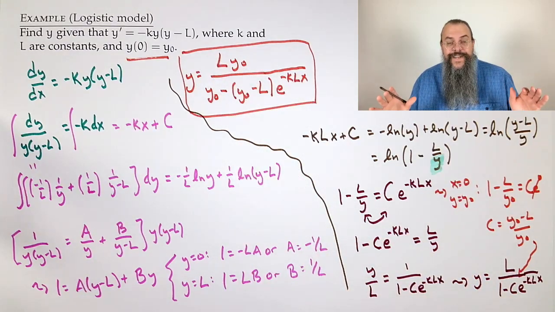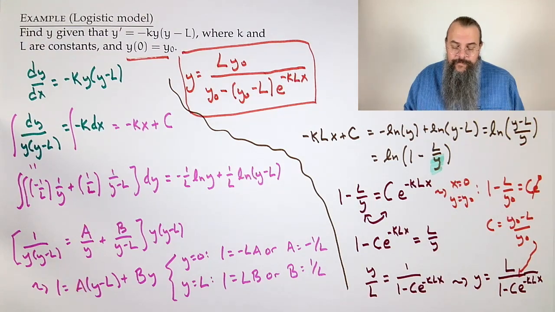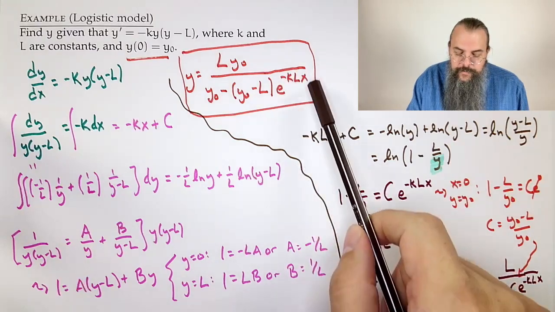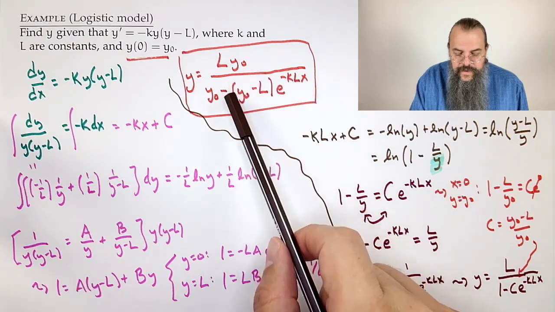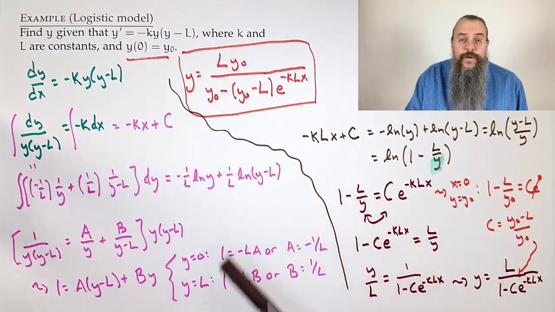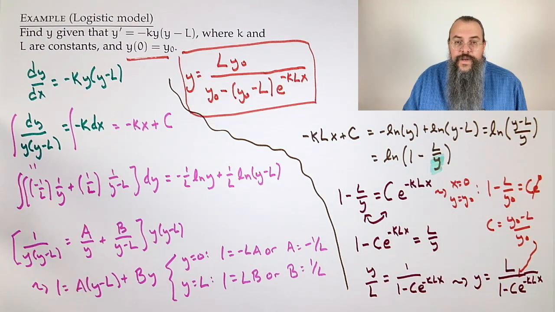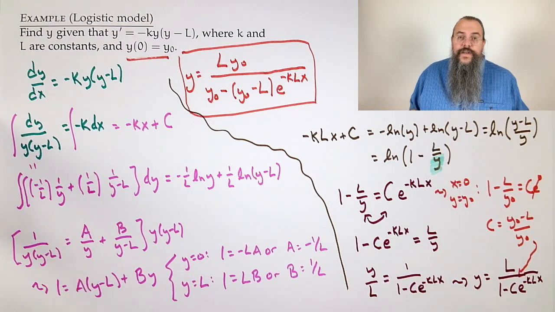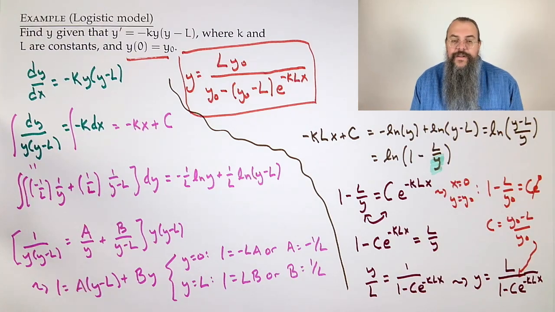So that's good. You'll also notice if you let x head off towards infinity, this part does what? Well, it goes to 0. So that says this last piece goes away, and you have L y0 over y0, which means you go to L. And so in the long run, we go to L. So there we are. Great. So it matches what we think should happen under this model.